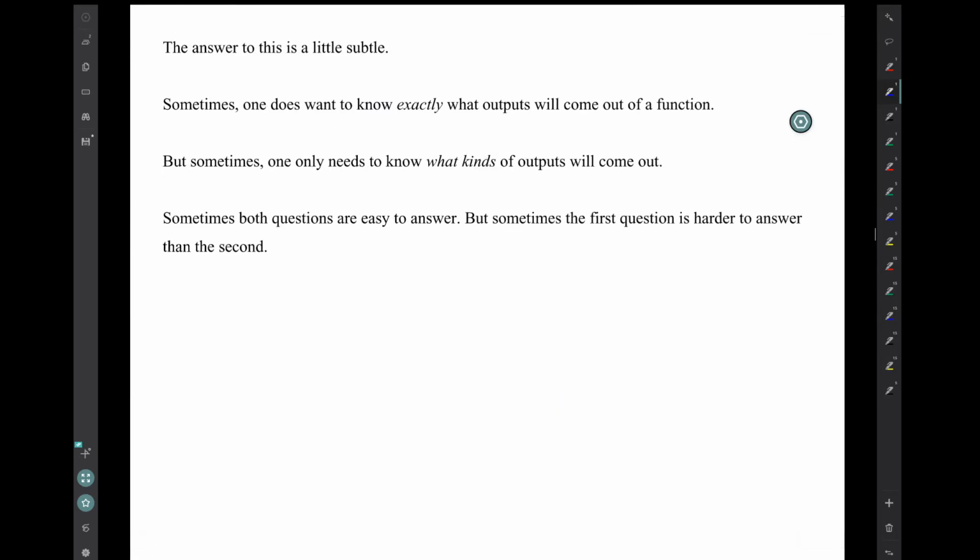Well, the answer to this is a little subtle. Sometimes one does want to know exactly what the outputs will be that come out of a function. But sometimes you only need to know what kinds of outputs will come out. Sometimes both questions are easy to answer, but sometimes the first question is harder to answer than the second question.